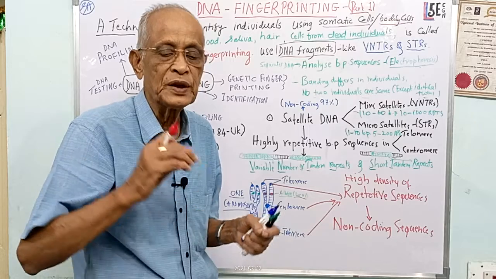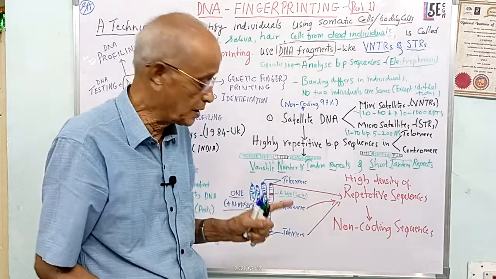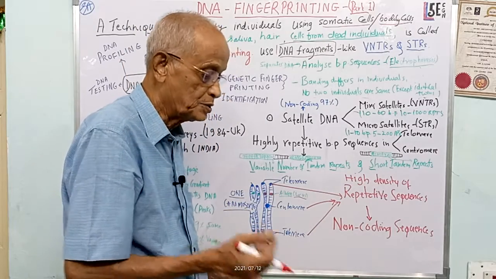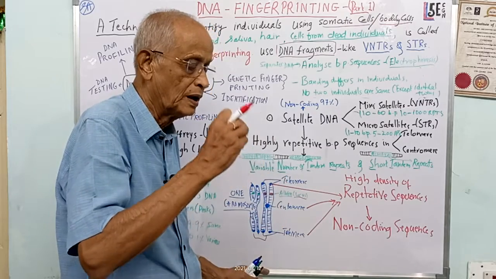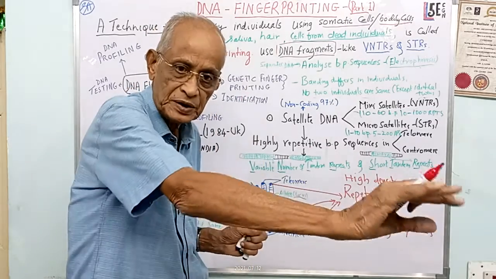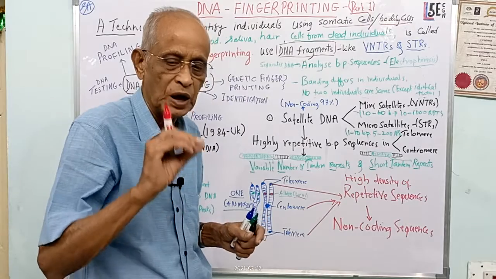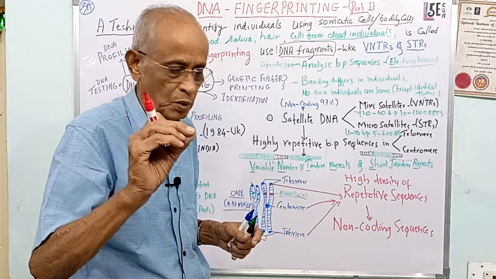variations between the individuals. If you take chromosome number 1 and check chromosome number 1 of somebody, that will be different. So that kind of a thing is called polymorphism. You will check up in tomorrow's class.